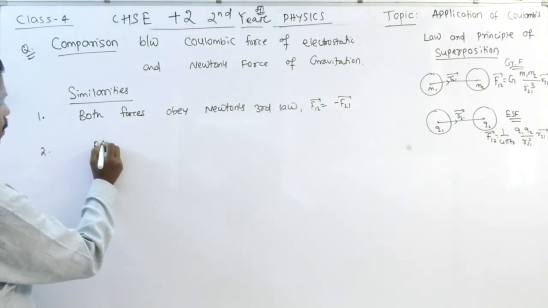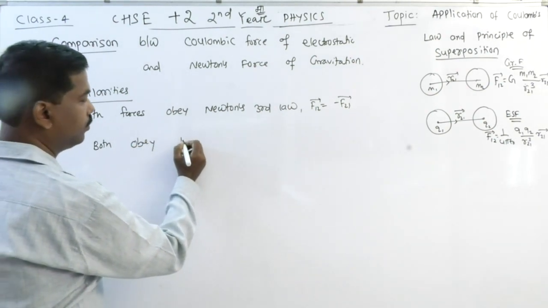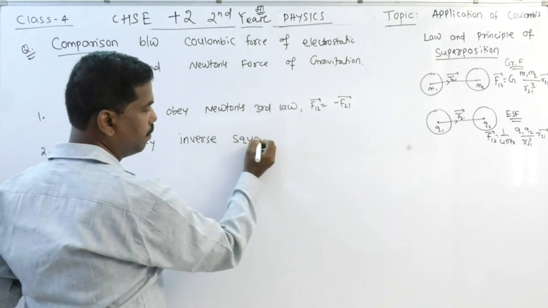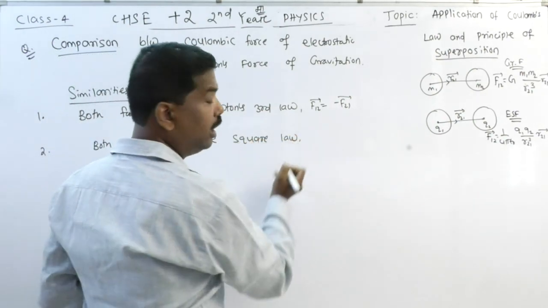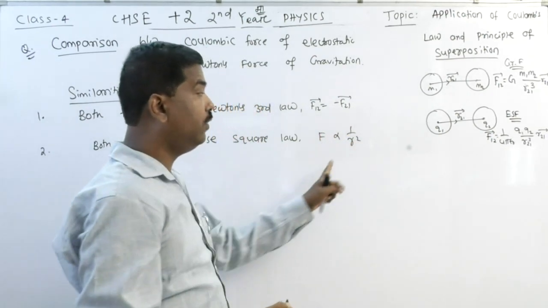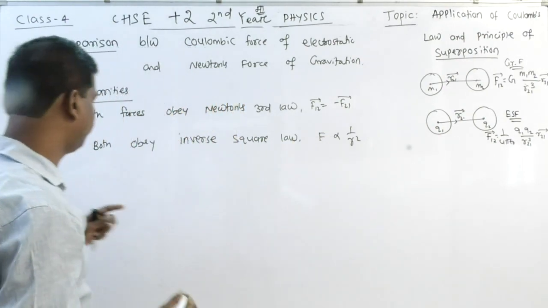Second, both obey the inverse square law. Inverse square law means F is proportional to 1 by r square. If the distance gradually increases, the force gradually decreases.